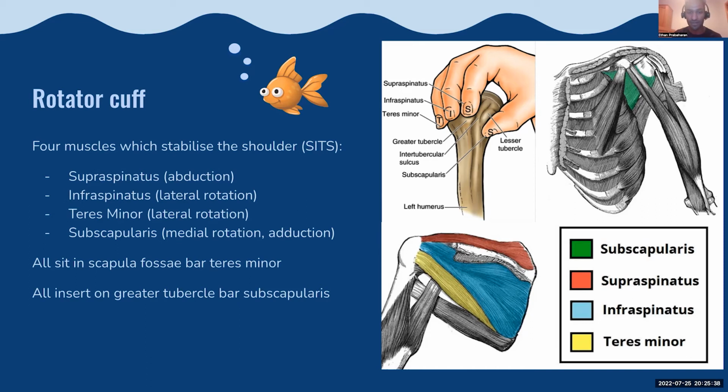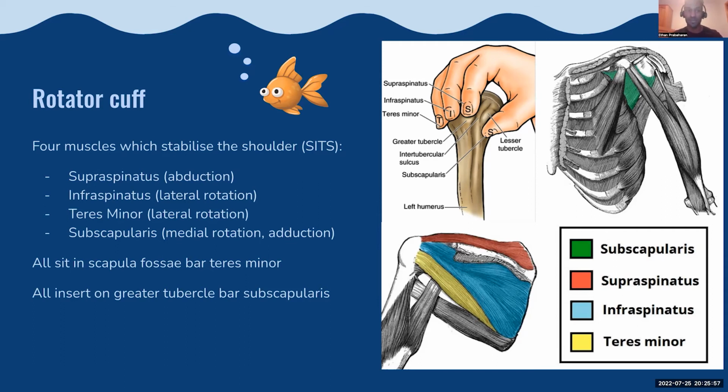Infraspinatus and teres minor sit quite close to each other, so they actually have the same role. Because they insert on the greater tubercle from the back, when they contract, you'll rotate your shoulder outwards. So they have a role in lateral or external rotation.